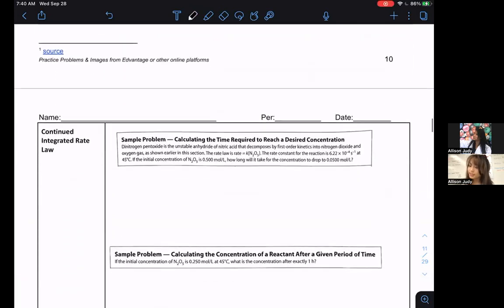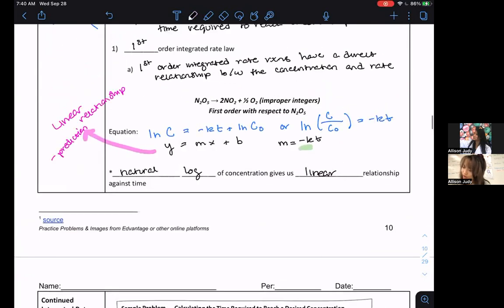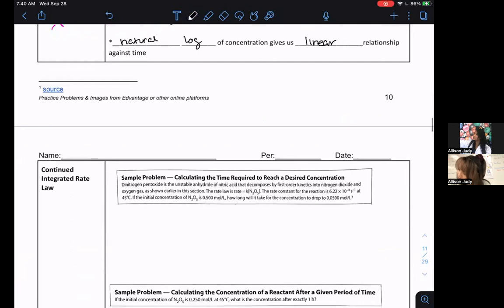So let's look at a sample problem of how we can apply this first order, okay? We're given: calculate the time required to reach a desired concentration. Dinitrogen pentoxide, what we were just examining, is the unstable anhydride. Anhydride means lacking water, right? Of nitric acid. Oh, sorry, anhydride is, yeah, lacking water. Nitric acid decomposes by first order kinetics into nitrogen dioxide and oxygen gas, as shown earlier in this section, and by earlier, I mean right above, okay? The rate law is rate equals k times the concentration of N2O5.